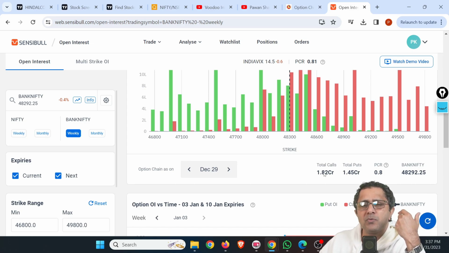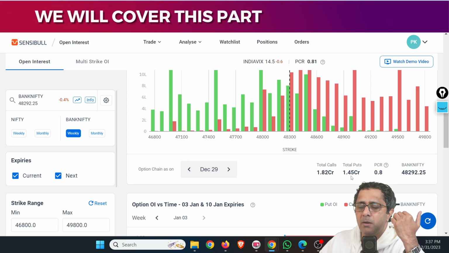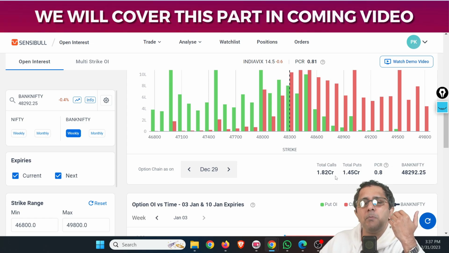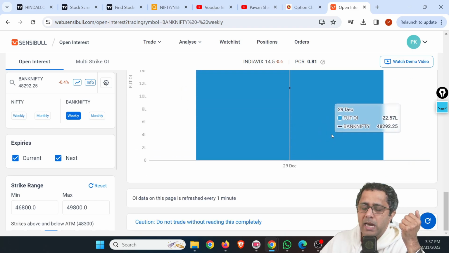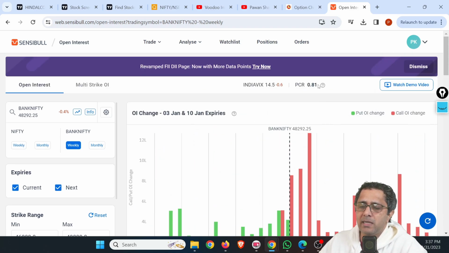If the number of calls is more, then we generally say the resistance is there, and if the number of puts is more, we generally say support is there. So if total number of calls is higher as compared to total number of puts, generally it's an indication that the market has more resistance over the upper level. We will be covering resistance in the coming video, so don't worry about this point. And this is how we understand the PCR.